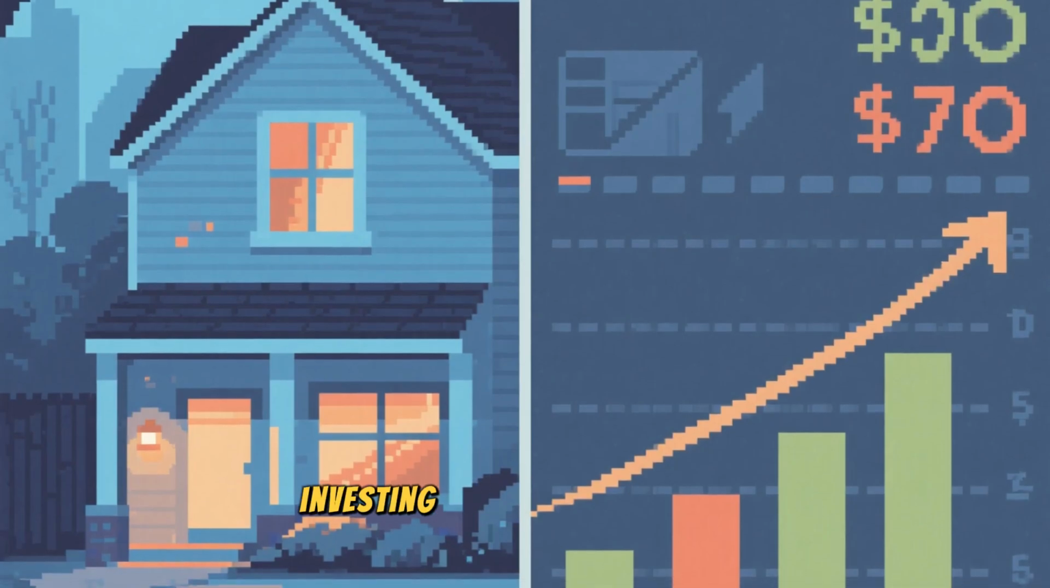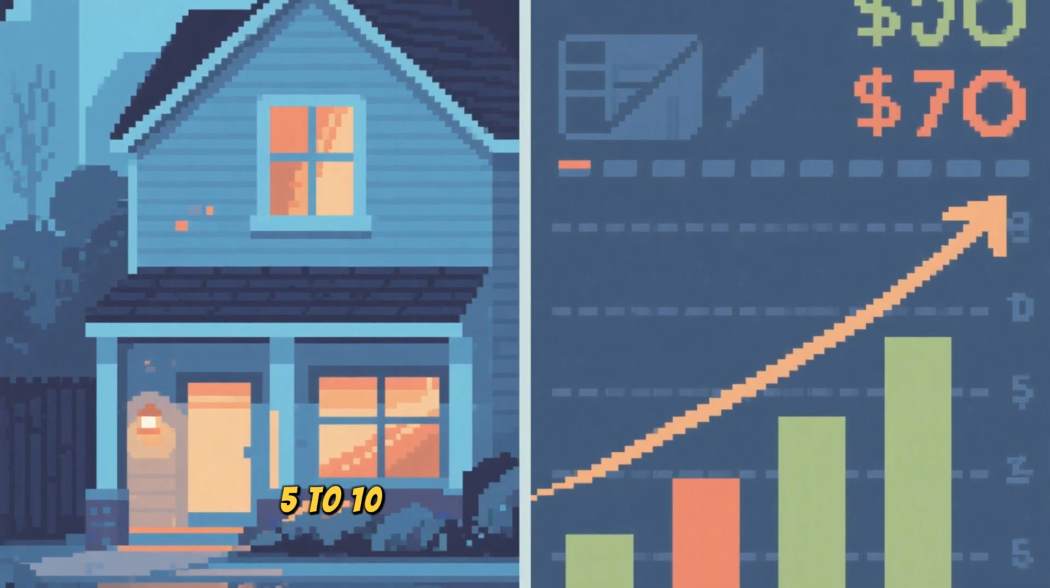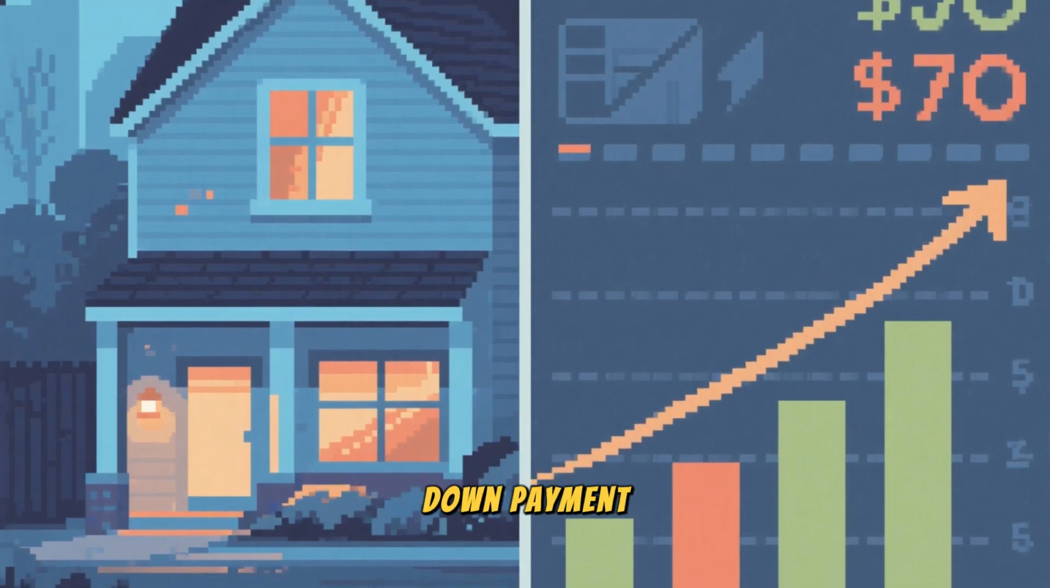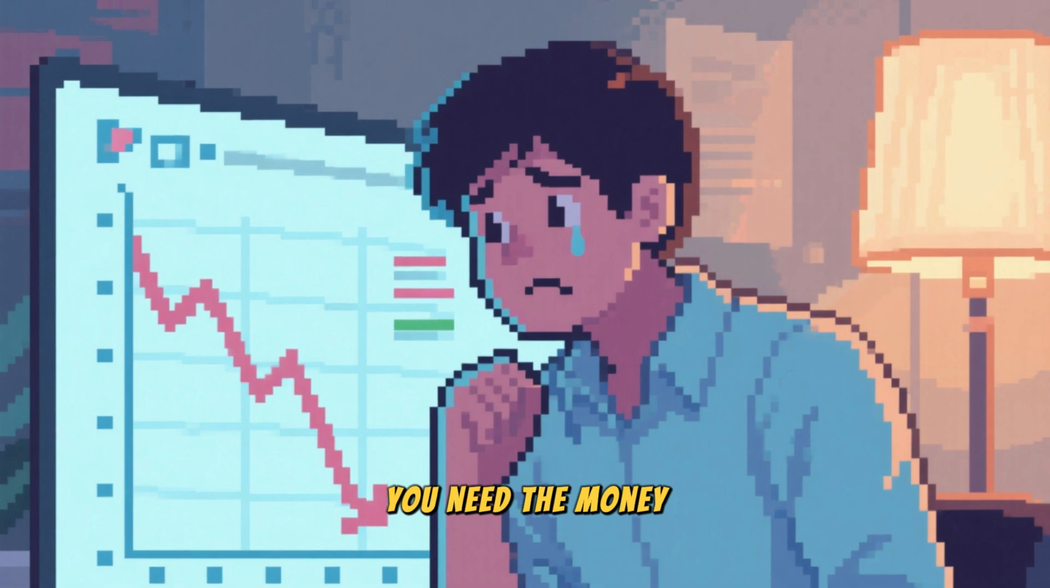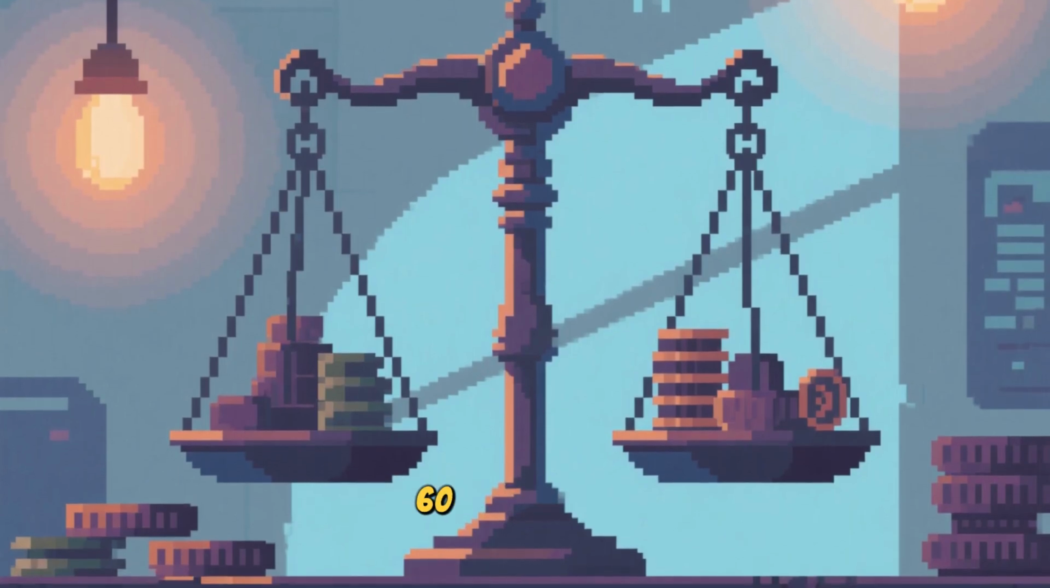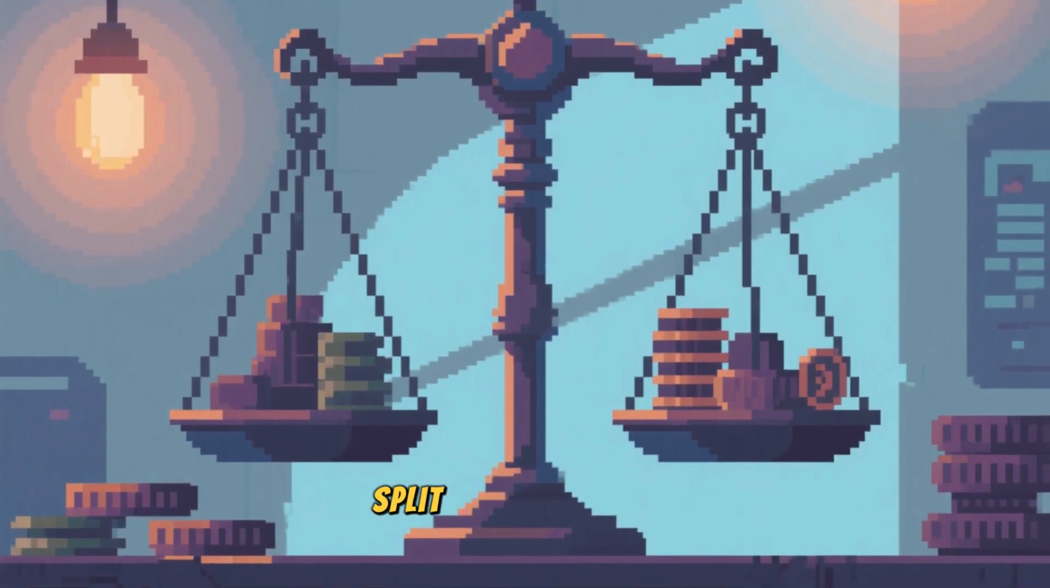Now, if you're investing for the medium term, maybe 5 to 10 years to save for a house down payment, you need some growth, but you can't afford a major loss right before you need the money. In this case, a more balanced 60-40 or 50-50 split might be better.